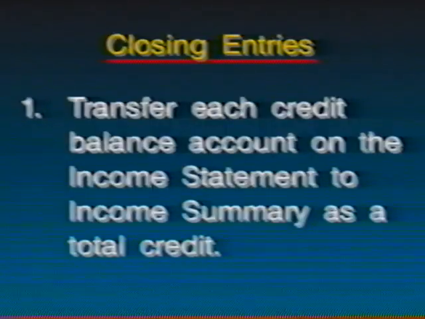We'll have 4 closing entries that we will be doing. The first one is to transfer each credit balance account on the income statement to income summary as a total credit. To do this, debit each credit balance account individually and credit income summary for the total. Take a look at your completed worksheet on page 1 of the fact sheets. There are 2 credit balances on the income statement.